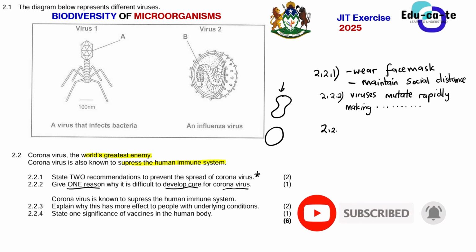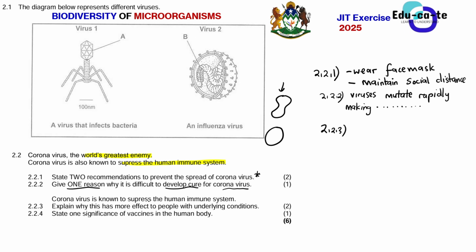Then now 2.2.3 says coronavirus is known to suppress the human immune system. So the coronavirus suppresses the human immune system. Remember that the immune system is responsible for making your body able to fight infection. For example, let's just say you've got flu today and you are not a pills person. You don't buy any pills. You don't even drink any medication. That flu will be gone in about 5 days or a week. It simply means that your body can heal itself because it can fight infection. That is known as the human immune system.